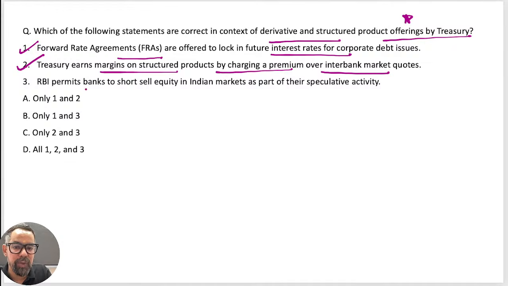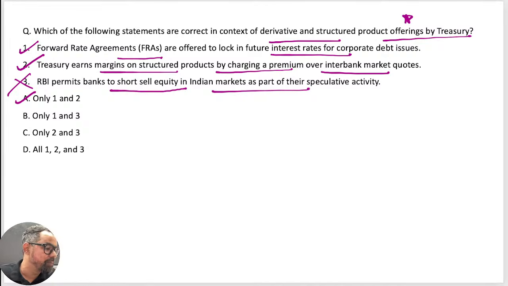The third one: RBI permits banks to short sell equity in the Indian market. This is not permitted by RBI, because whenever you go for short selling you have an obligation to square off that position before the closure of the market, and it involves high risk. Short selling means you do not have any open position, you enter the market and directly sell the security, then your obligation will be to buy and you have to square off the position before market closure, otherwise the exchange will automatically close it. So 1 and 2 means option A should be the right answer.